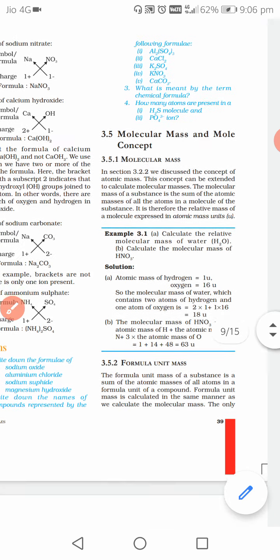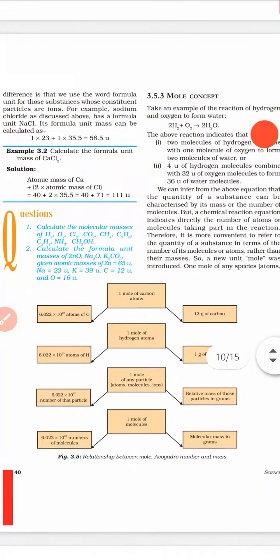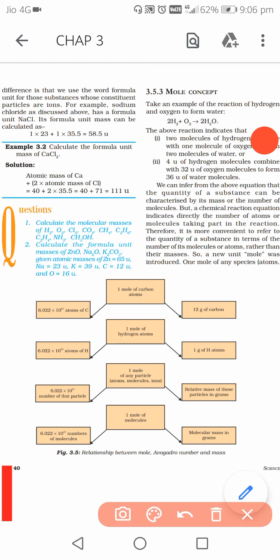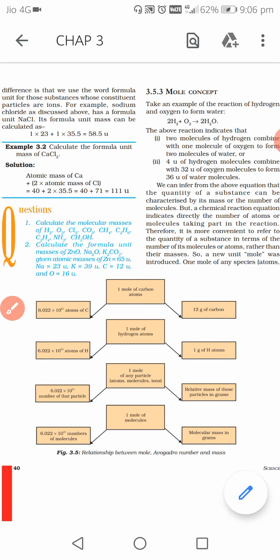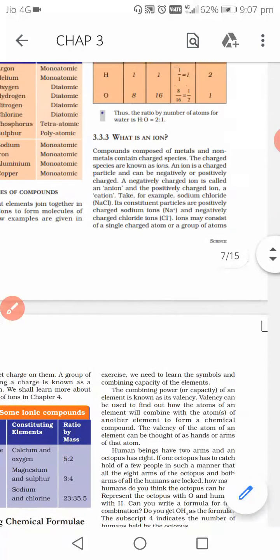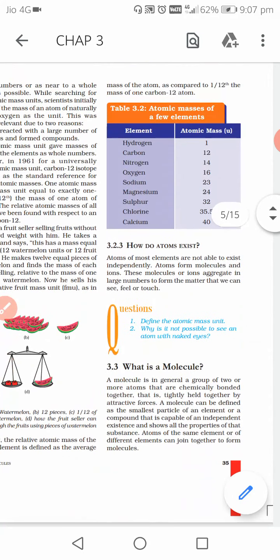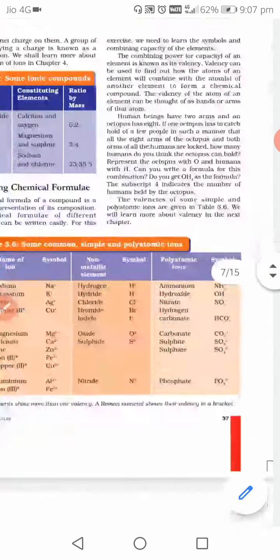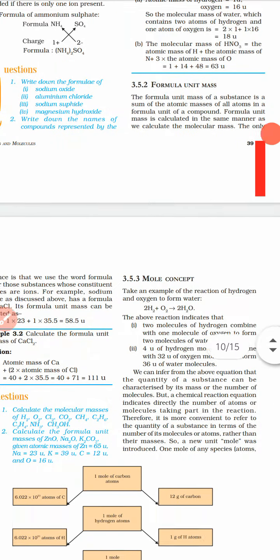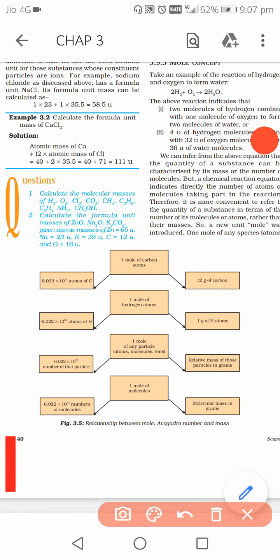Next is this page. Okay, calculate the molecular masses. That is also simple. Molecular mass, that is H2. You have one table where the masses of a few elements are given. This table. Okay, hydrogen is 1, no? So here how will we calculate it? Hydrogen is 1, but there are 2 hydrogen, so it will be 2 into 1, so that means it is 2, unit will be u. Fine.